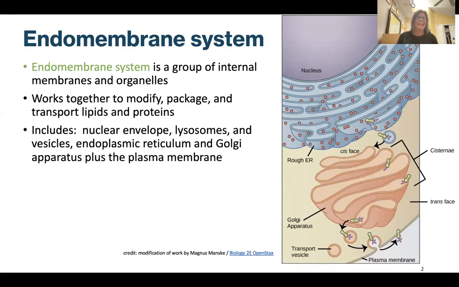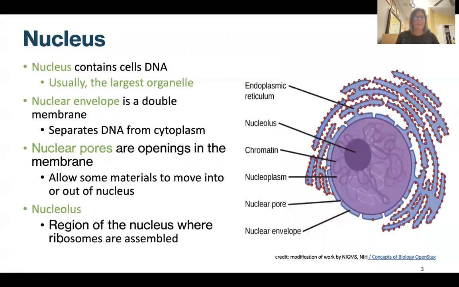So we're going to start with the endomembrane system. The endomembrane system consists of all of these things: the nucleus, the ER, the little vesicles here, the Golgi, some more vesicles, some lysosomes, and then the plasma membrane. All of this is referred to as the endomembrane system.